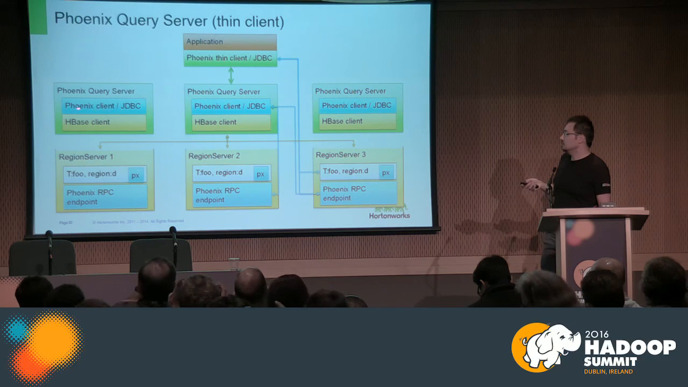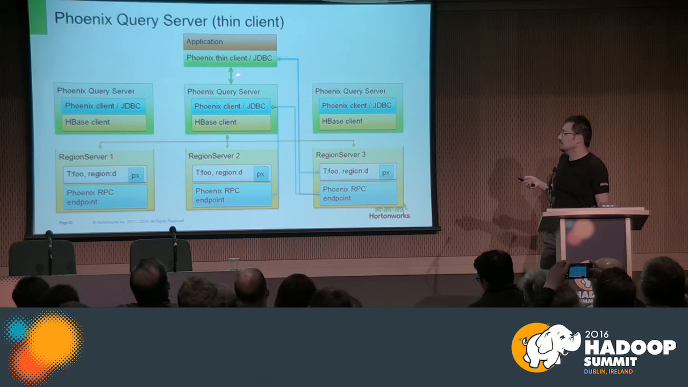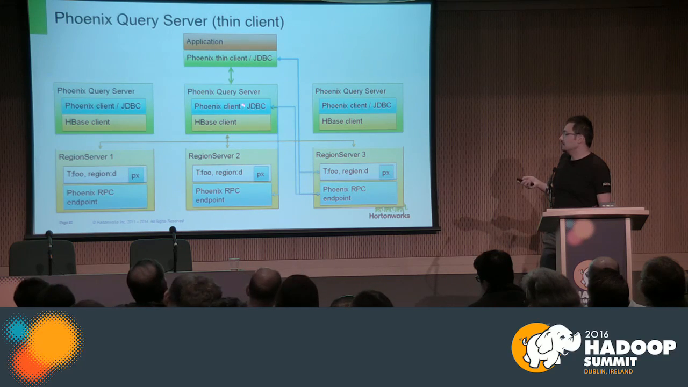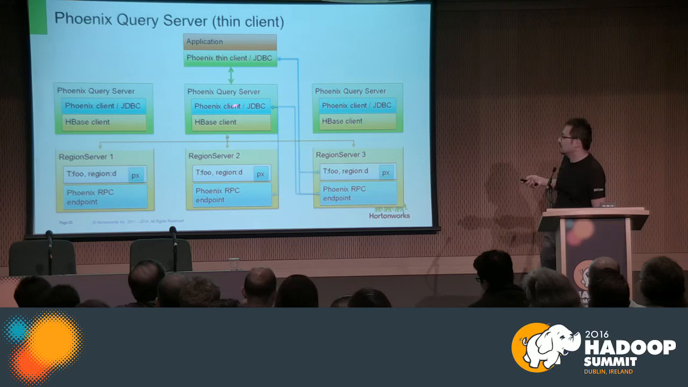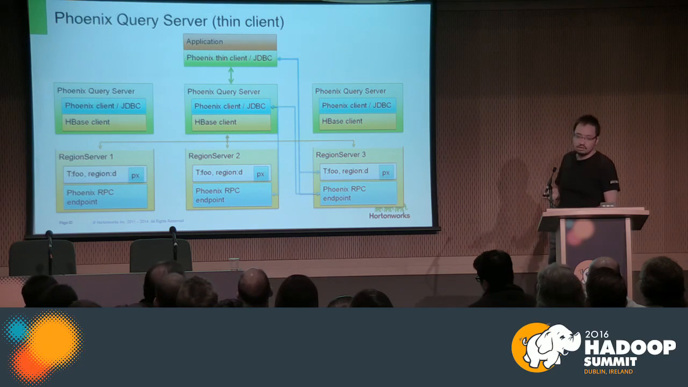So instead of using this client in your application, you would use what's called the thin client. This is a real thin client that just delegates all the work to the Phoenix Query Servers. And this is the protobuf HTTP transport. Then the Phoenix Query Server will execute the query and run the Phoenix client for you. And if there is a client-side merge sort, this server will execute the query for you. All right?